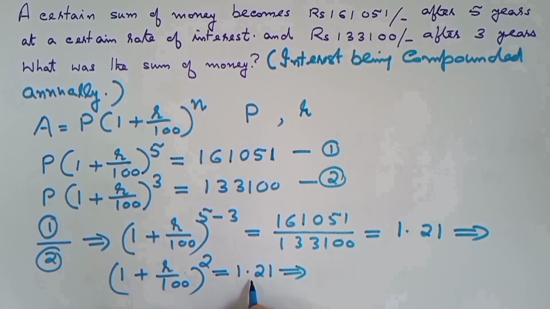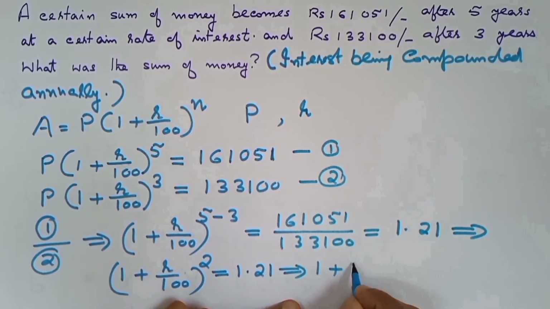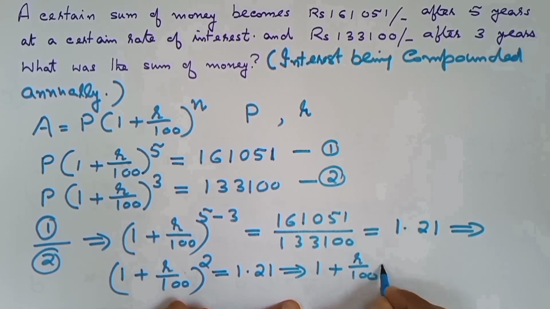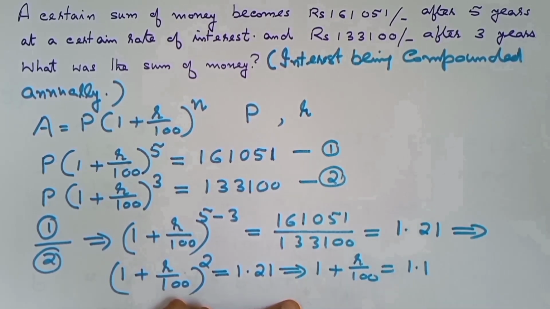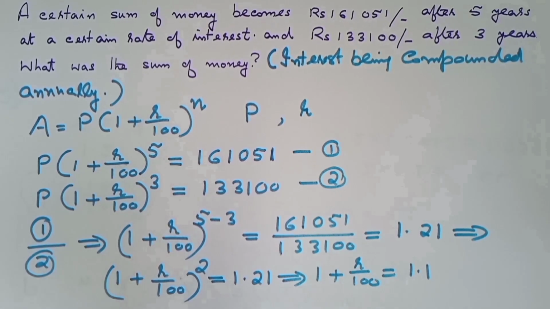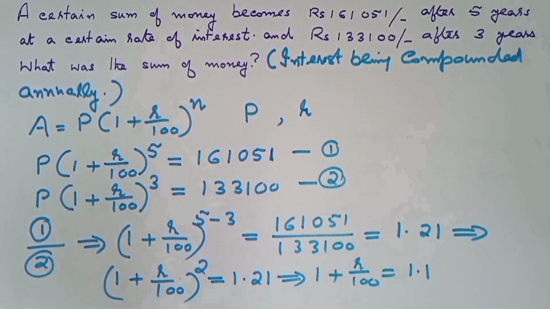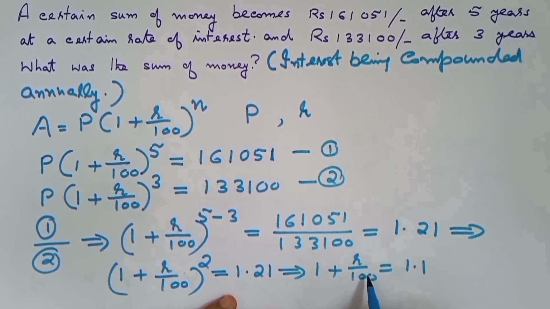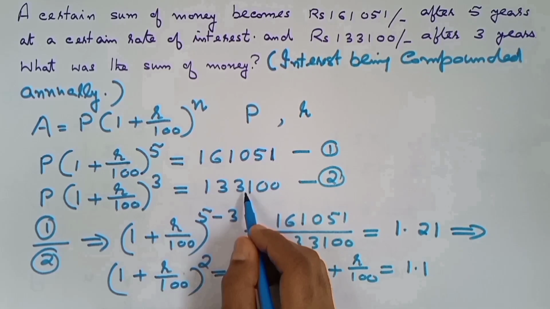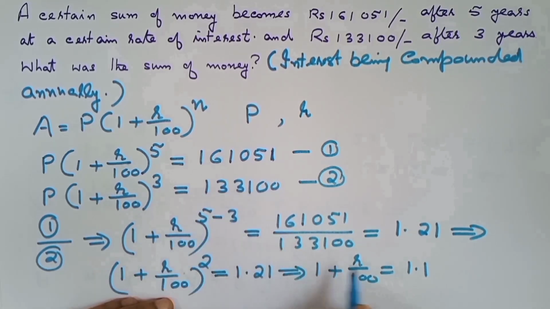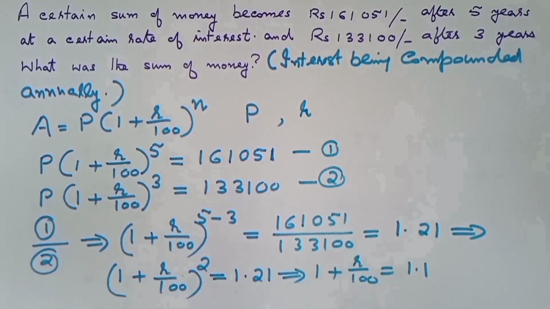This is the square of 1.1. So 1 + r/100 will be 1.1. If you want, you can solve for r, but we are not finding r. We are finding P. So what I suggest is you substitute 1 + r/100 equal to 1.1 either in this or in this equation. Or better, we use the second equation. So substitute that here.